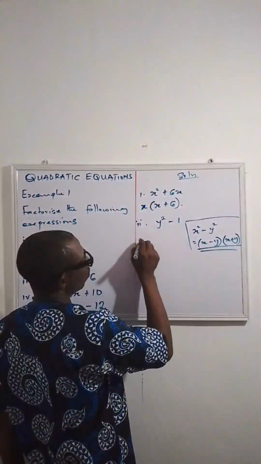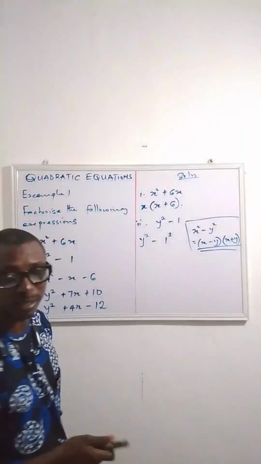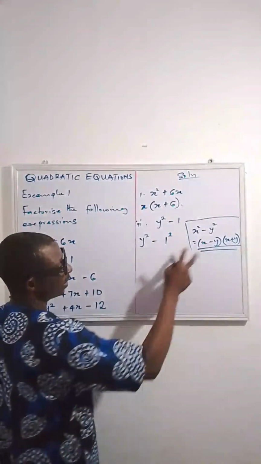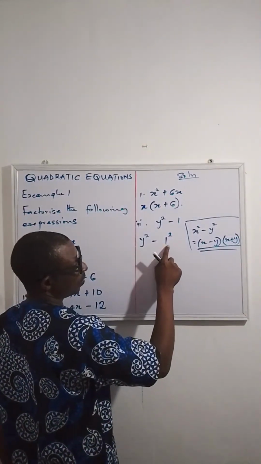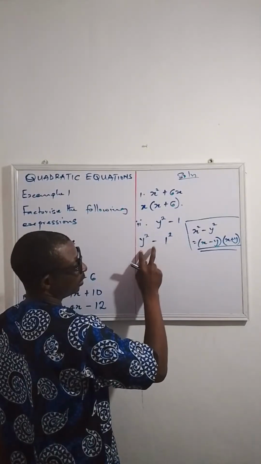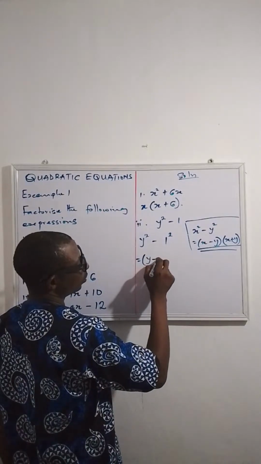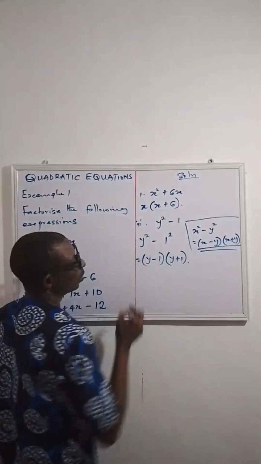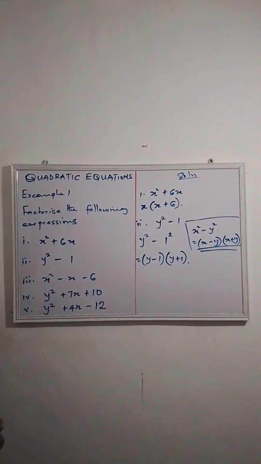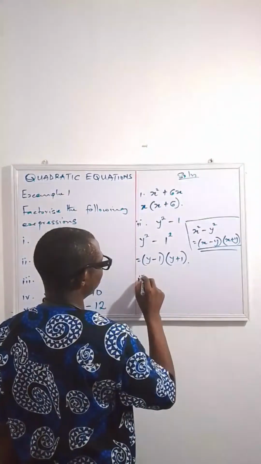So we have y squared minus 1 squared, because 1 times 1 is still the same thing as 1. So in this case, if I compare this with this, this is going to be my x and this is y. So now this expression turns to what? We have y minus 1, y plus 1. So that's how to factorize that. So that will be the answer. I want to believe you get that. Good. All right, now let's look at the third one.